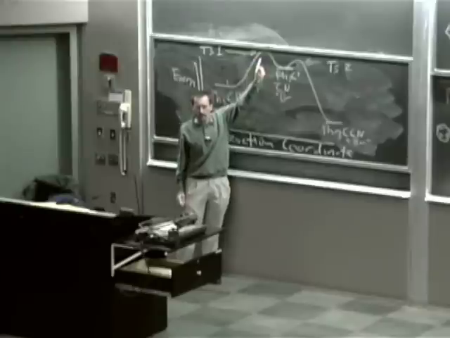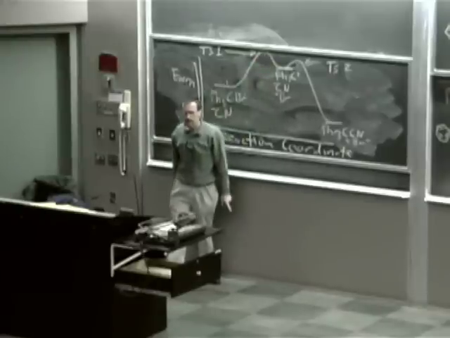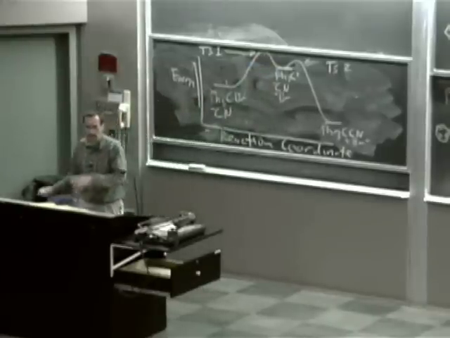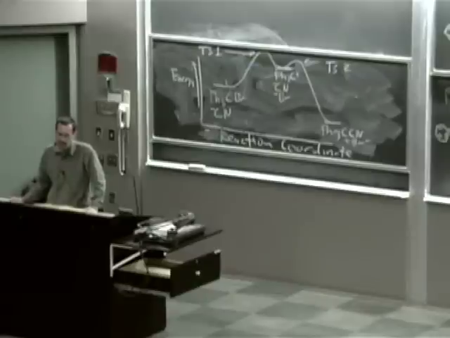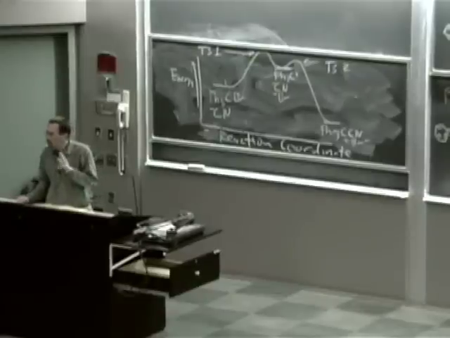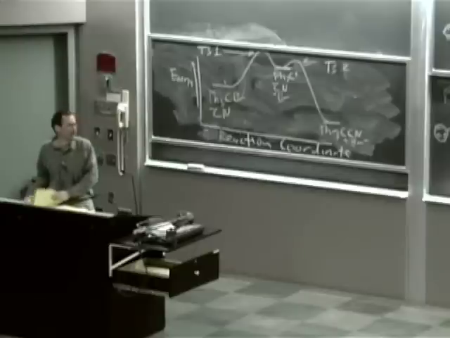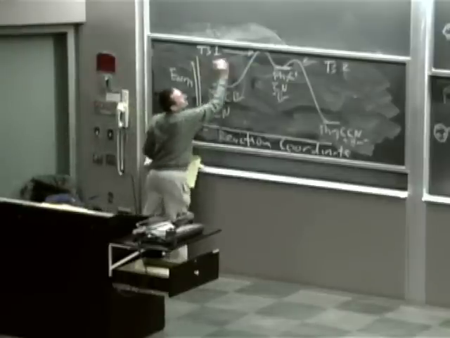Since the first step has a higher barrier, since the energy of the first transition state is greater than the energy of the second transition state, we call the first step the rate determining step.